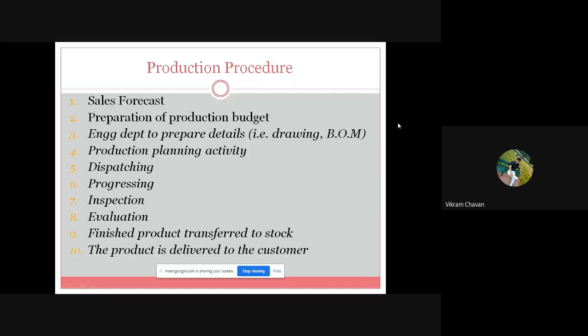We have learned about the types of a manufacturing system, or types of a production system, like job type of production, batch type of production, mass type of production, and continuous type of production. So these are the types of a production system or a manufacturing system.